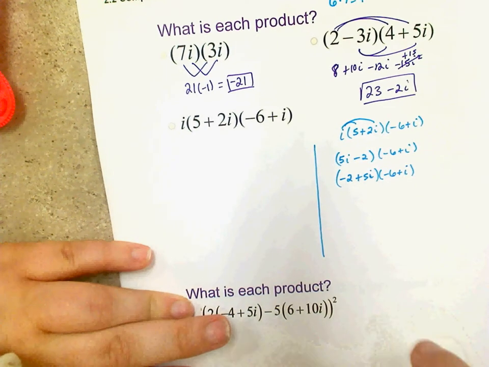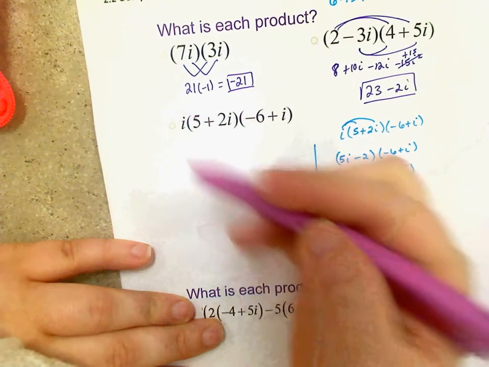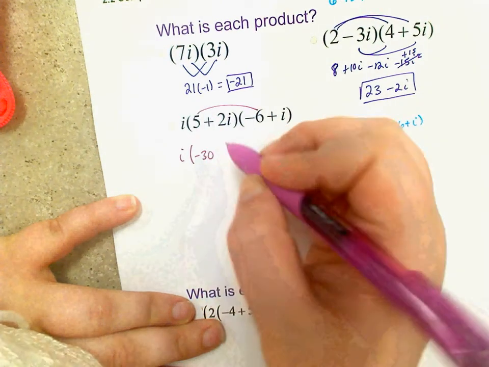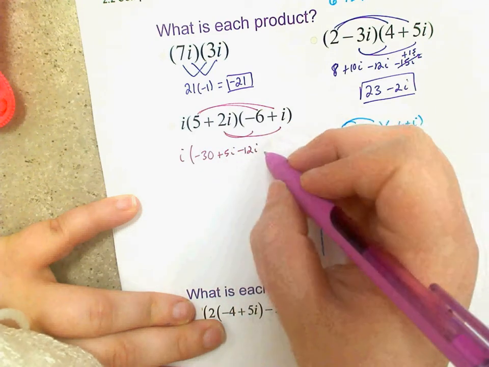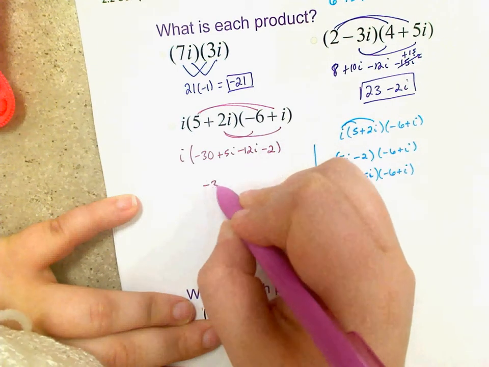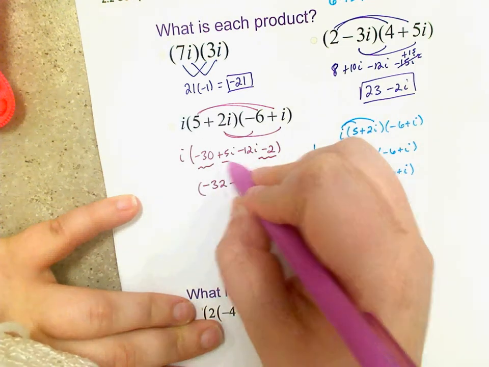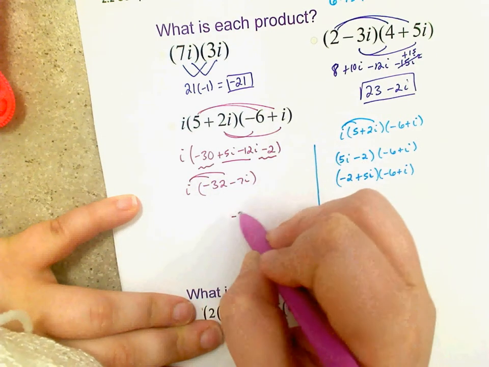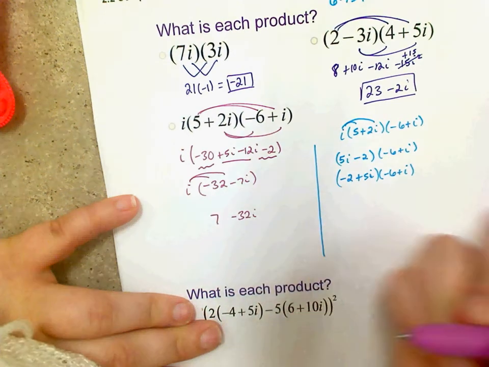Well, I'll go ahead and do it real quick. Here's what I would probably do. I would write I times, and then I would just distribute. So I'd write negative 30 plus 5I minus 12I. 2I times I is 2I squared, which is a negative 2. And so I would say negative 32 minus 7I, combining the negative 30 and the negative 2 and the 5I minus 12I. And then I would distribute I. So that's a negative 32I and a negative 7I squared, which becomes just a positive 7.